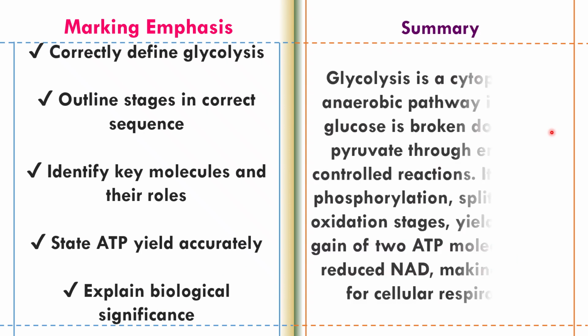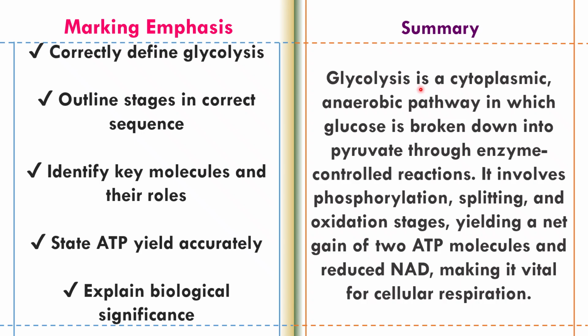Summary. Glycolysis is a cytoplasmic anaerobic pathway in which glucose is broken down into pyruvate through enzyme-controlled reactions. It involves phosphorylation, splitting, and oxidation stages, yielding a net gain of 2 ATP molecules and reduced NAD, making it vital for cellular respiration.